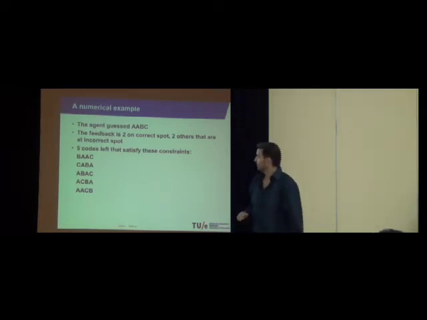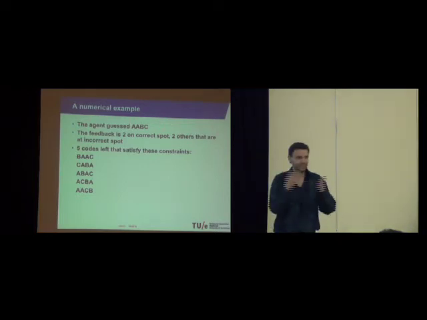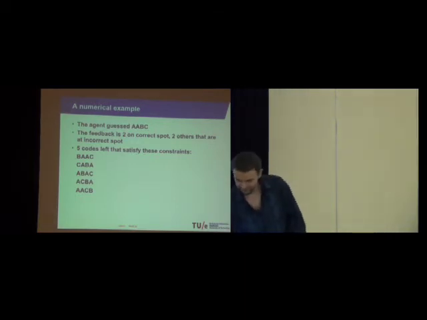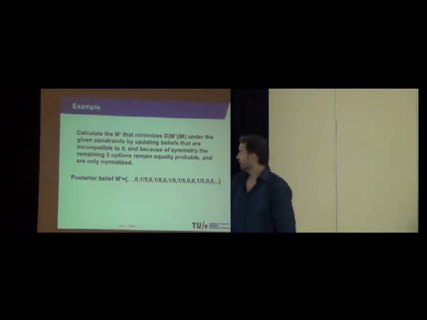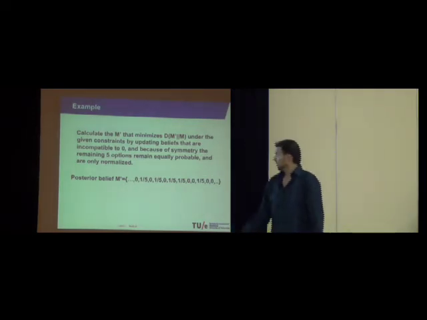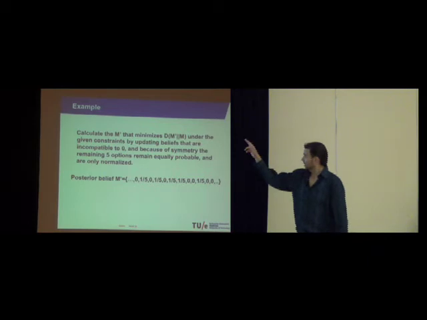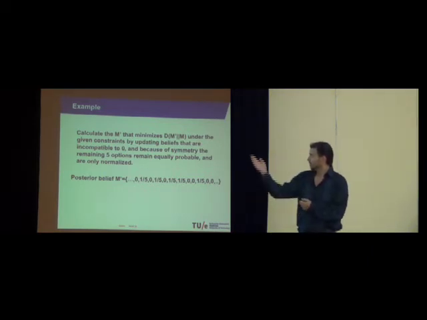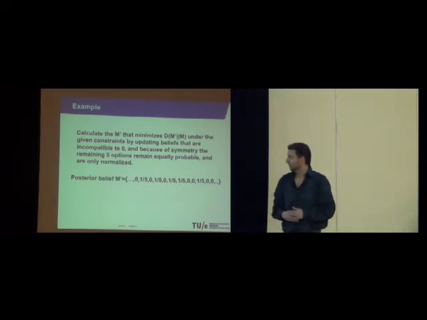Suppose it started with the guess A, A, B, C. Of course, I use letters, that's easier. And suppose it gets the feedback: two on the correct spot and two in the incorrect spot. So there are at least five codes left, to make everything explicit. So we can calculate the posterior belief that minimizes this term under the given constraints by updating beliefs that are incompatible with that to zero. Because of the symmetry, the five remaining options are equally probable, so they are normalized.